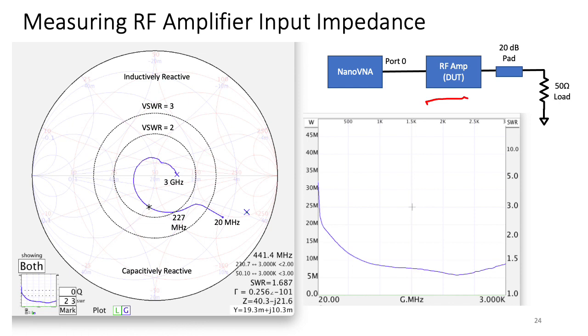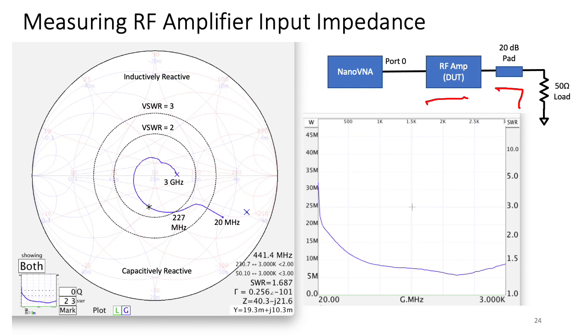And on the output, in order to dissipate any power, this is a low power device, but in general, for a higher power device, we might want to put a pad and a 50 ohm load to provide a very, very good 50 ohm impedance to the output of the amplifier.